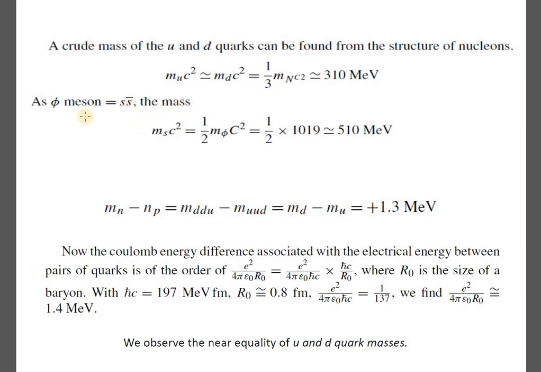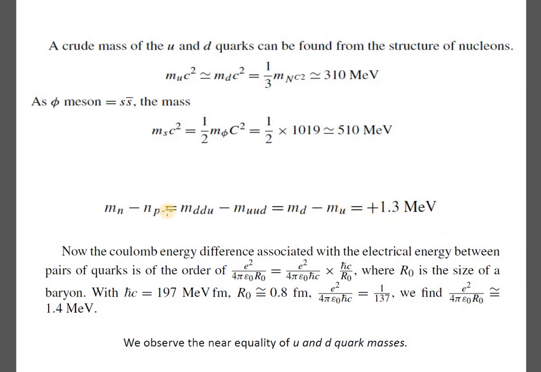And so we get from the mass of the phi meson the approximate value of the mass of the S quark, which is 510 MeV. Next, we do a very simple estimate. We try to find the difference between the mass of the neutron and that of the proton. Since these are the constituents, ultimately we get the mass of the D quark and the mass of the U quark, and the result is 1.3 MeV.